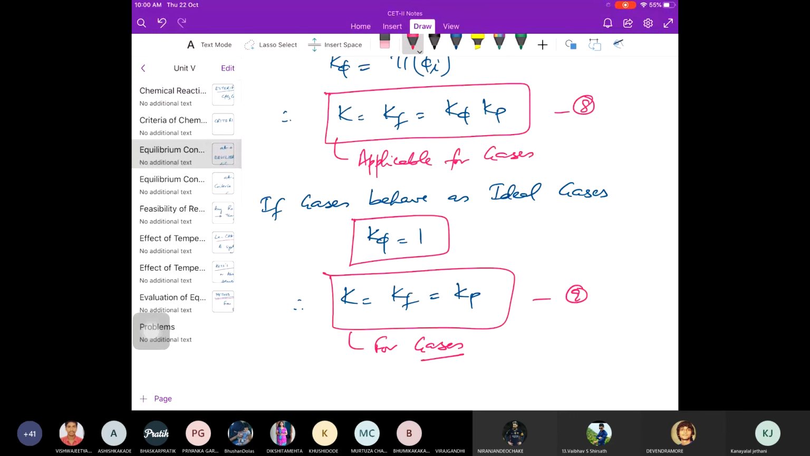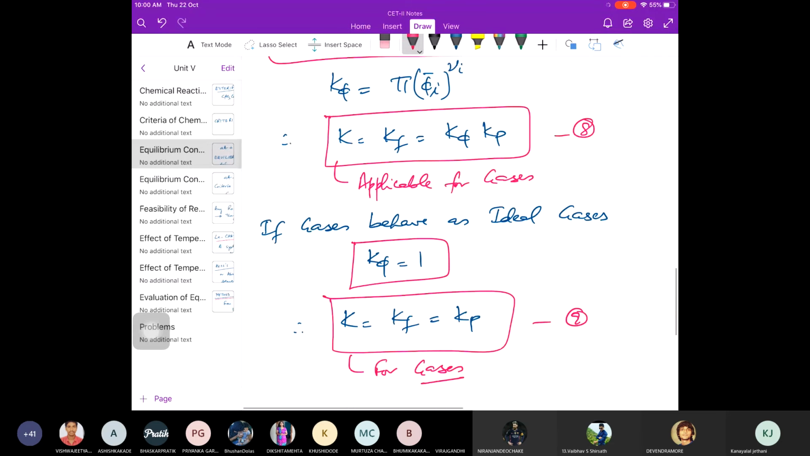This is how we define the equilibrium constant based on different parameters like pressure, fugacity, activity, fugacity coefficient, depending on what data is available. If pressure is available, you can use partial pressure. If fugacity is available, use fugacity. If the fugacity coefficient is available, use the fugacity coefficient. So there are different ways of calculating K.